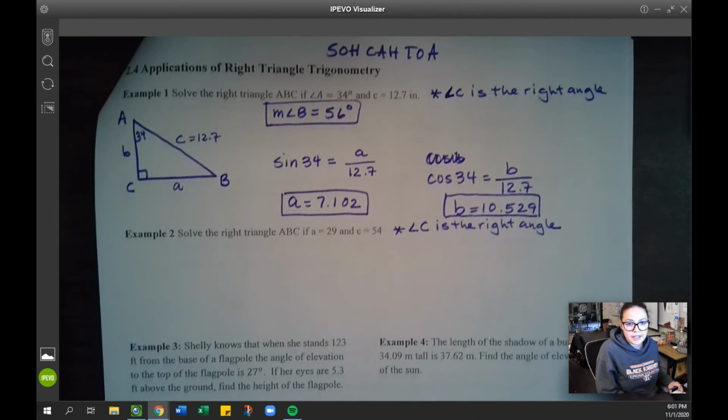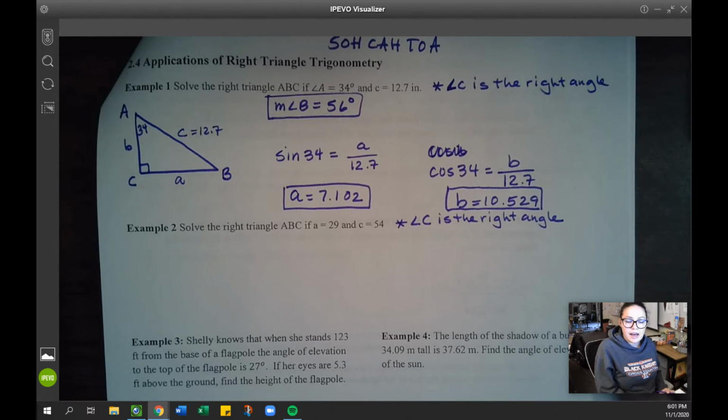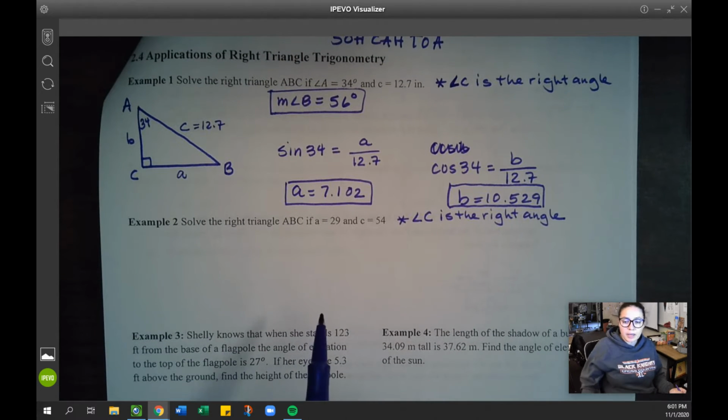All right, I would like you to pause the video and try to do example 2 on your own. So pause the video, give it a try, and check back when you're done to see how you did.